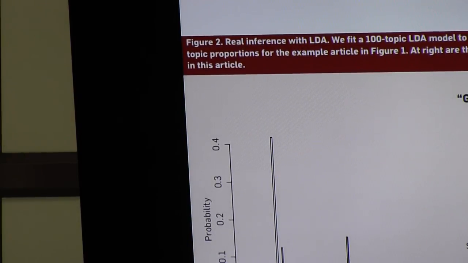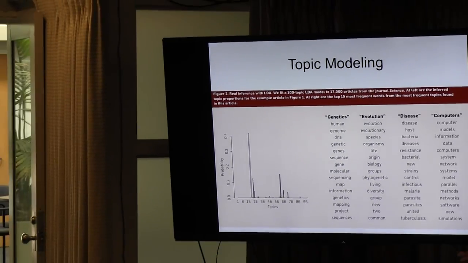This is an example from computational linguistics. There's something called Gibbs sampling, which you use to train these models, to train a topic model.